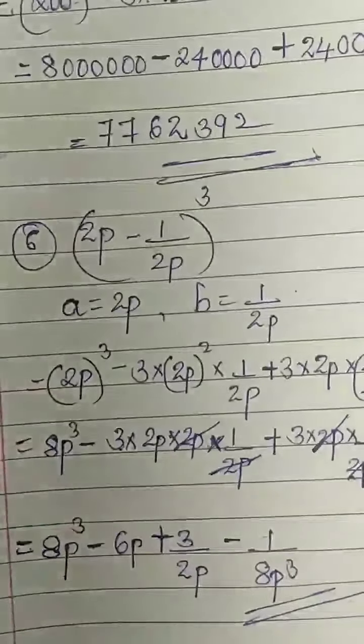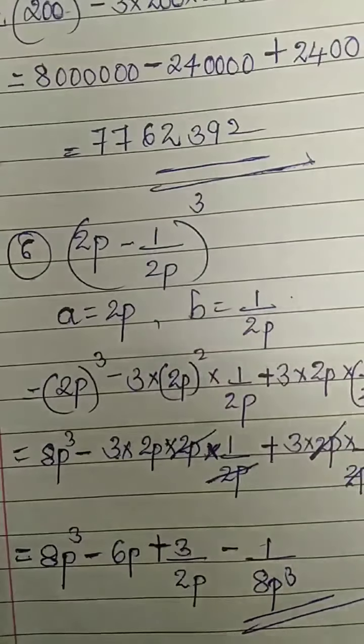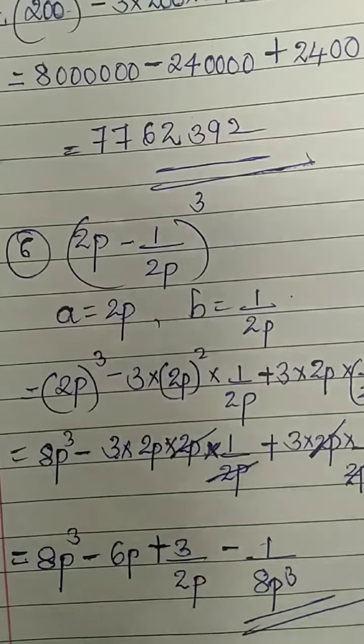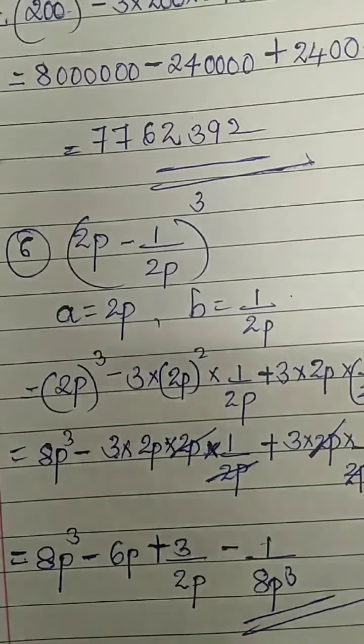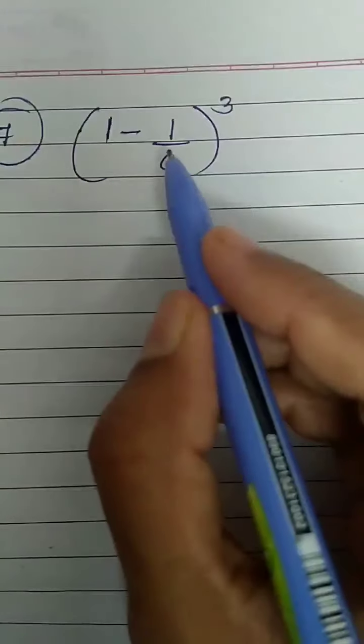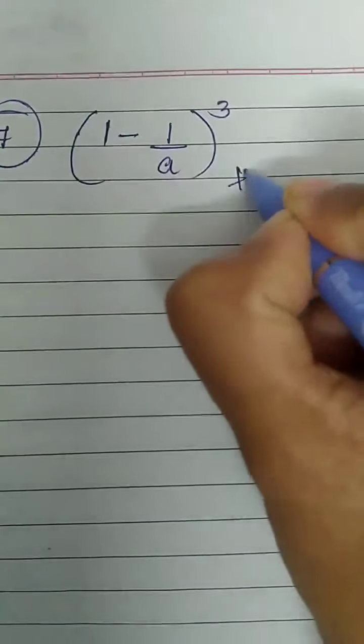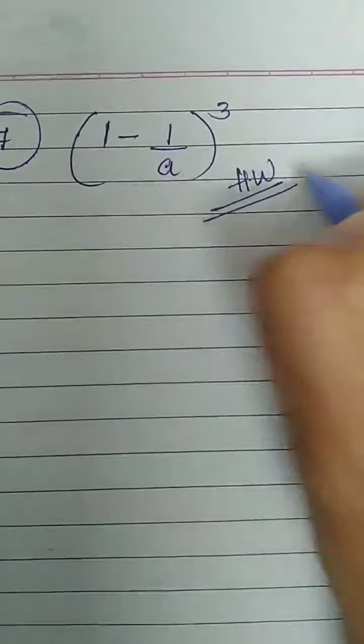This is our answer. See my dear children, don't copy my steps and write. You do it and then check. Check from the answer whether our answers are matching or not. And please forgive me if I make any calculation mistake. Now we have the 7th sum. I want you to do this as homework.